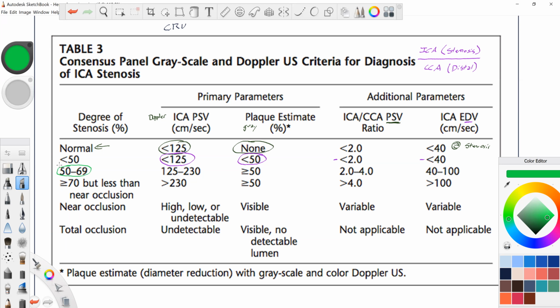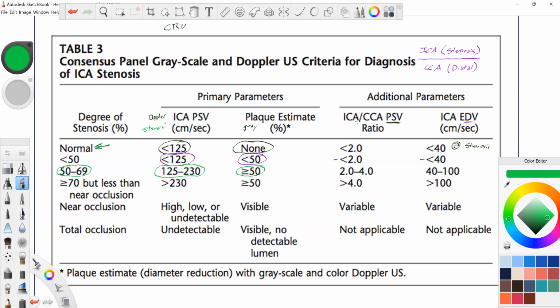Okay, 50 to 69%. Well, how do we determine that? The velocity at the stenosis, these are all stenosis, by the way, unless there is no stenosis, like here, where you just take whatever. But we're interested in the stenotic velocities, right? We're not interested in the post-stent. As far as this table goes, we're looking at the stenotics. So the peak velocity that you can find is somewhere between 125 and 230. The plaque is around 50.